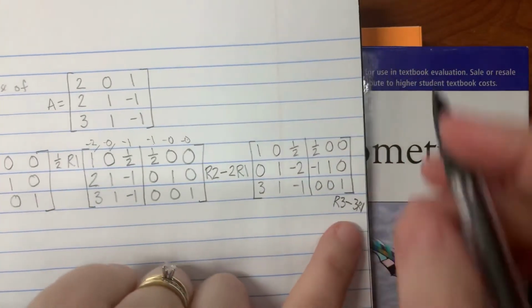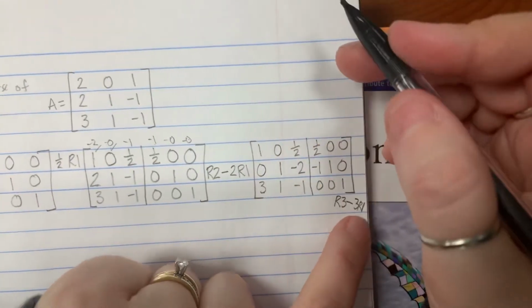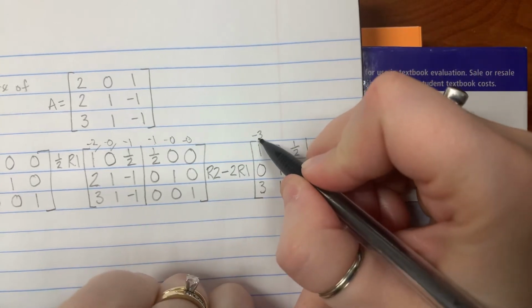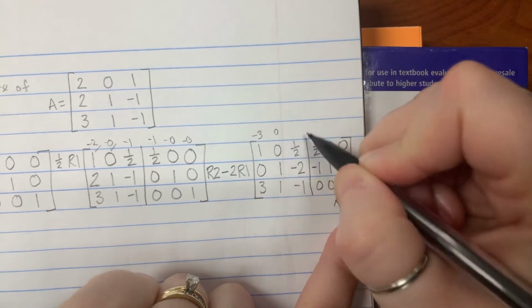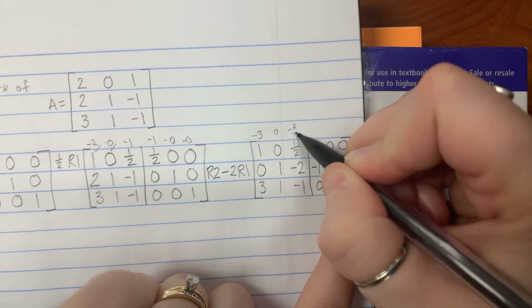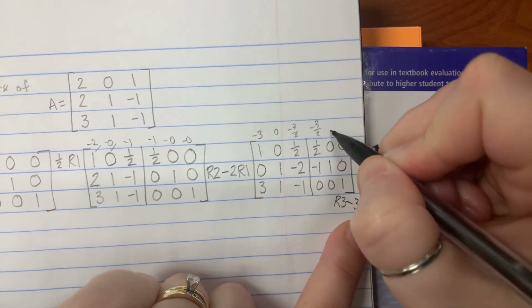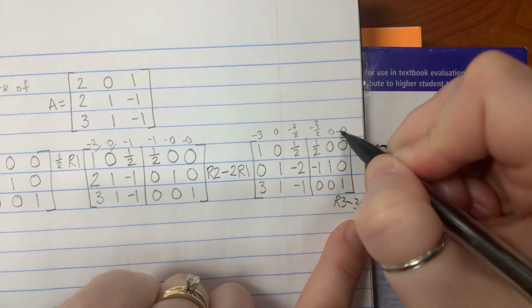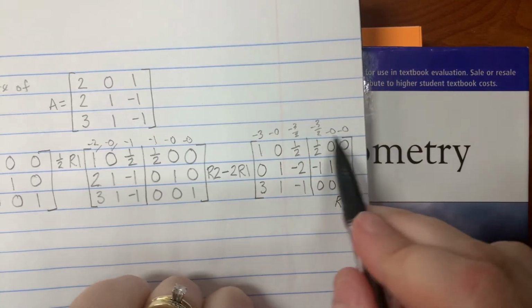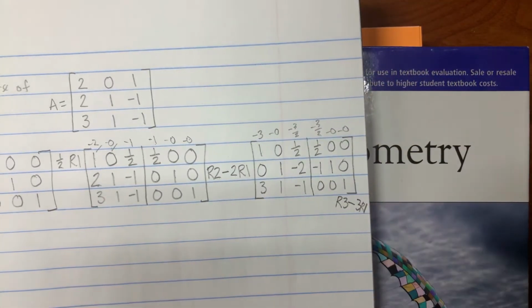So again, I'm going to multiply it by a -3. So -3 there. This would be 0. This would be a -3/2, which is kind of weird again, but that's okay. -3/2 there. 0 and 0. So I'm subtracting away zeros on those and then that other stuff on those.